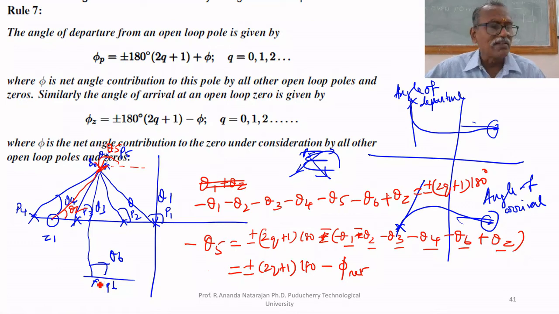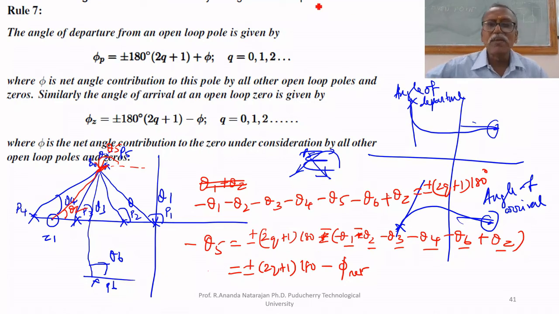Similarly, you can find theta 6. Normally, it is a mirror image. Already we have seen, rule number 1, it is symmetrical. Therefore, if for P5 it is coming out at an angle minus 60, for P6 it will be plus 60.